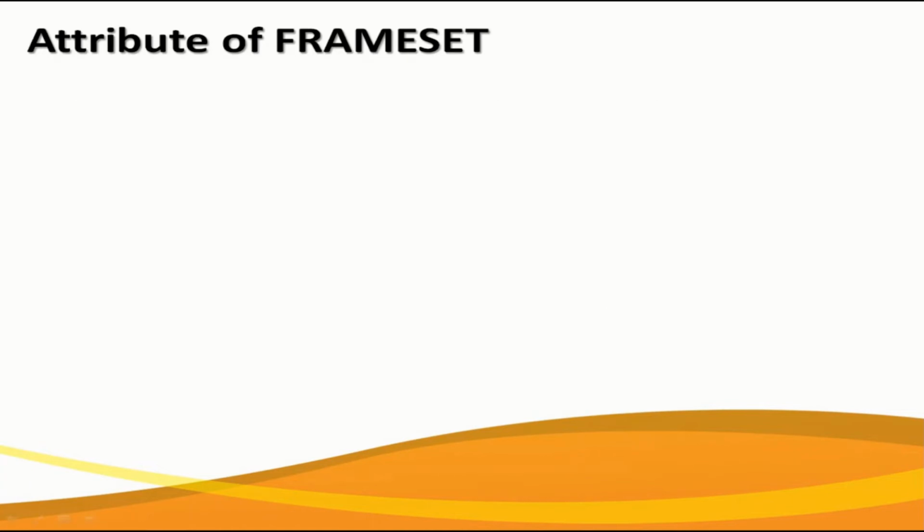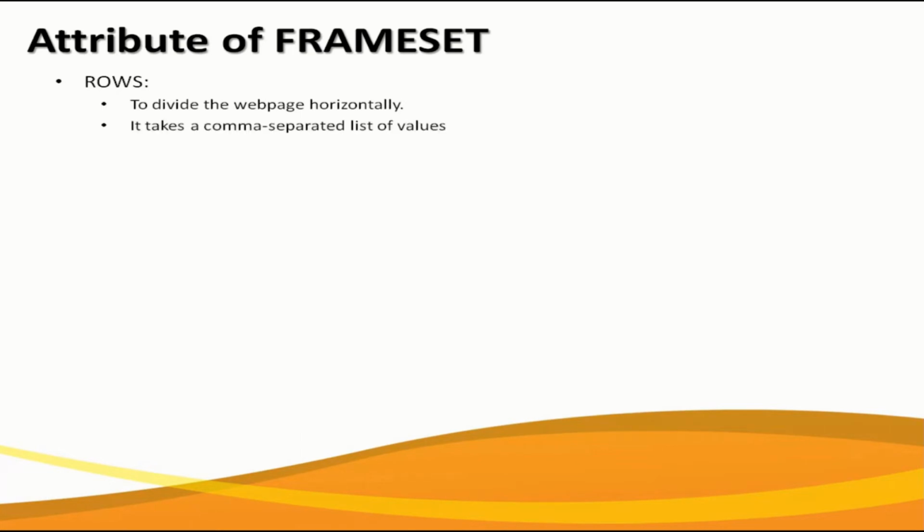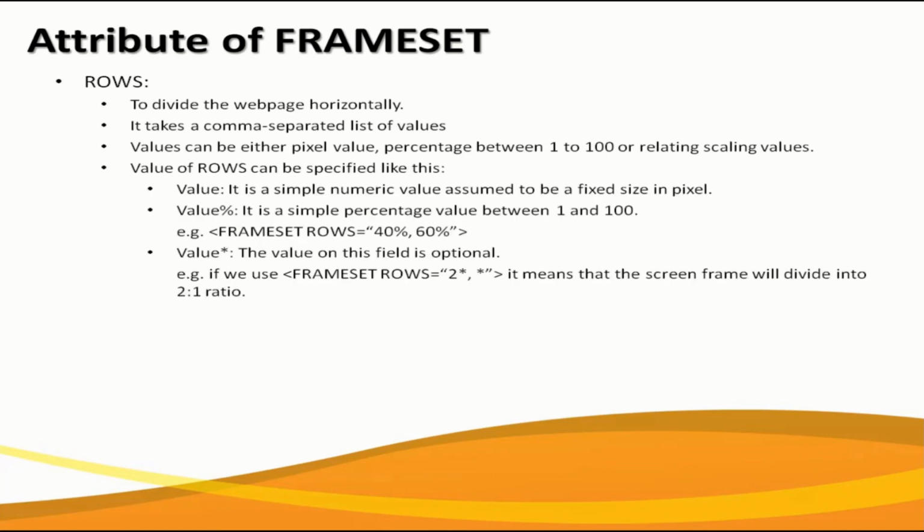Now we will look at some of the attributes of frameset. First one is rows. It is used to divide the web page horizontally. The rows attribute takes a comma separated list of values. These values can be either pixel values, percentage values between 1 to 100, or relative scaling values. You can specify the value for the rows attribute like this.